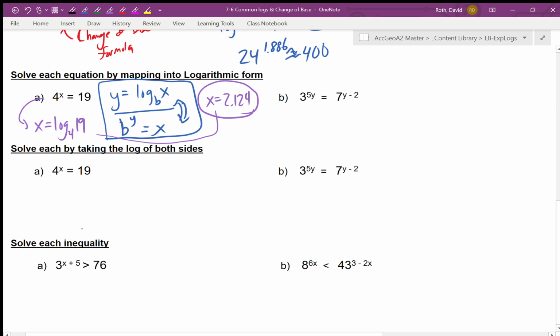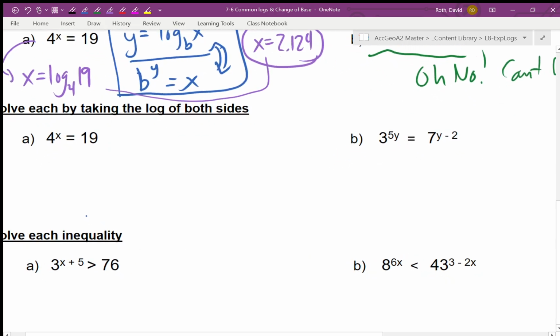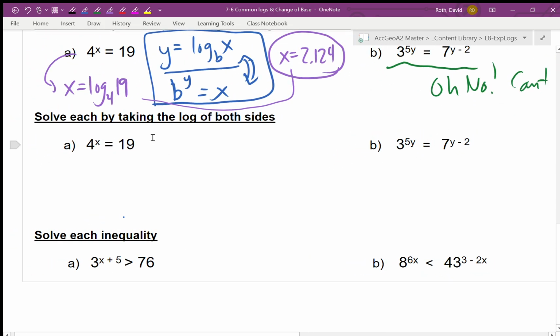Now, we come over to the one on the right, and it seems solvable. I have 3 to a power and 7 to a power, but I cannot map that. Oh no, can't map. Need another way. This is an important point to point out. We can solve by taking the log of both sides. It's kind of like taking the square root of both sides in an equation. I take the log of both sides and it should still be equal.